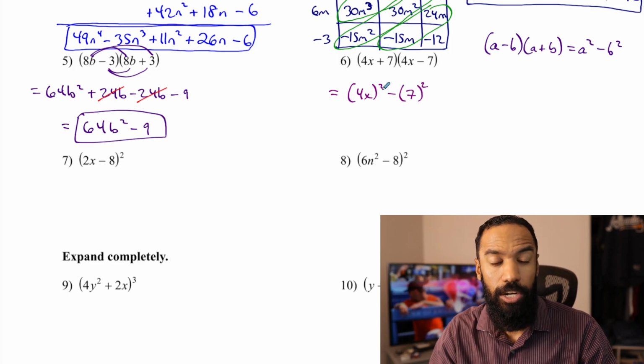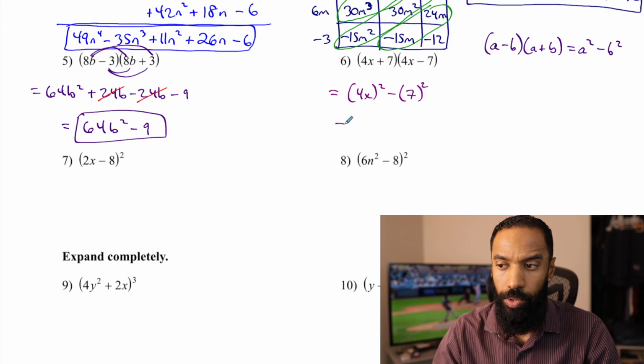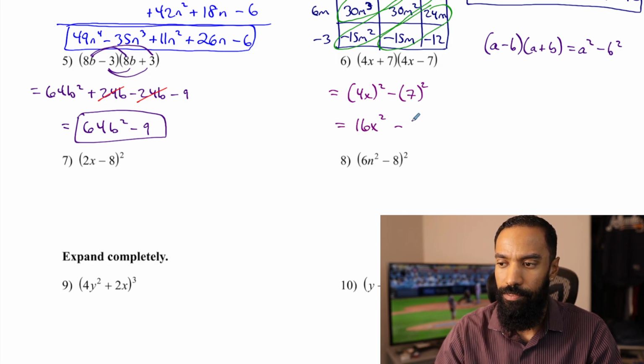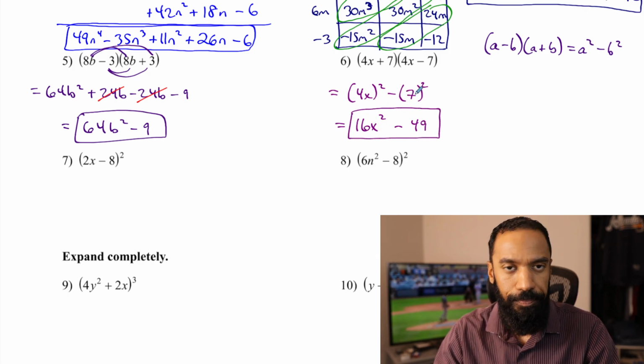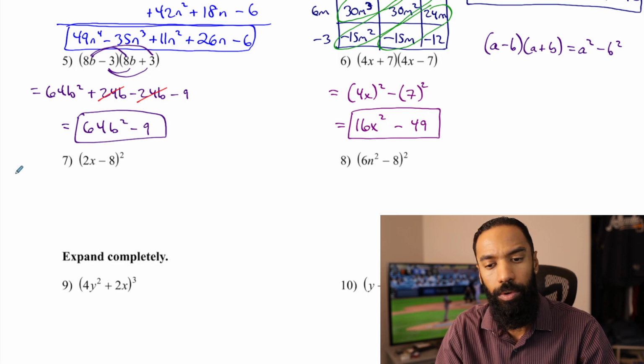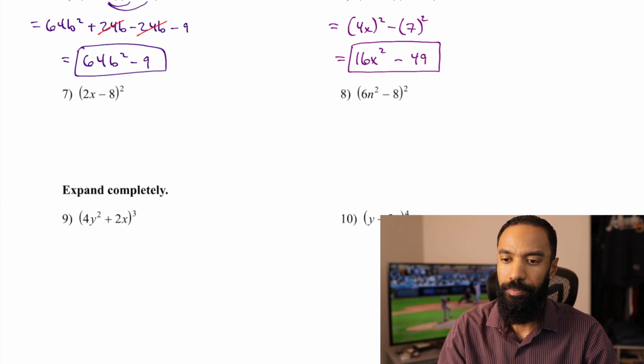Now, I'll be honest, I don't tend to write this middle step right here. I just go straight into it. You square 4x, you get 16x squared. You square 7, you get 49. And that's your result. And by the way, these are still standard form. If for some reason the constant was written first, I would have rewritten it to have it there.